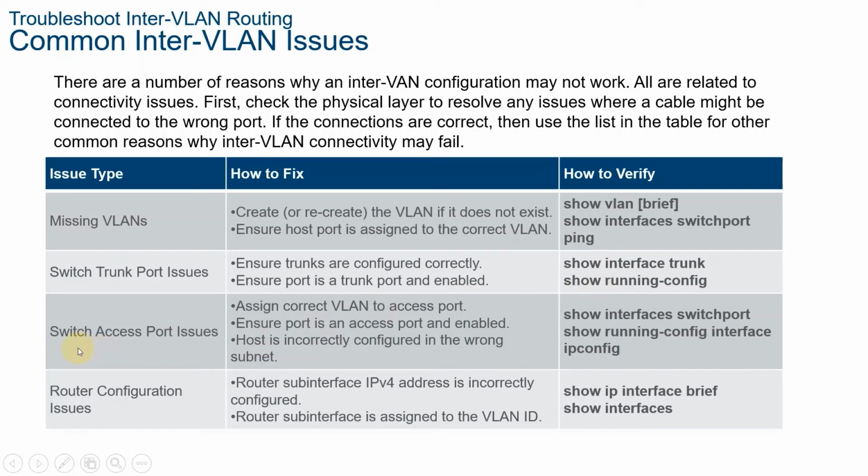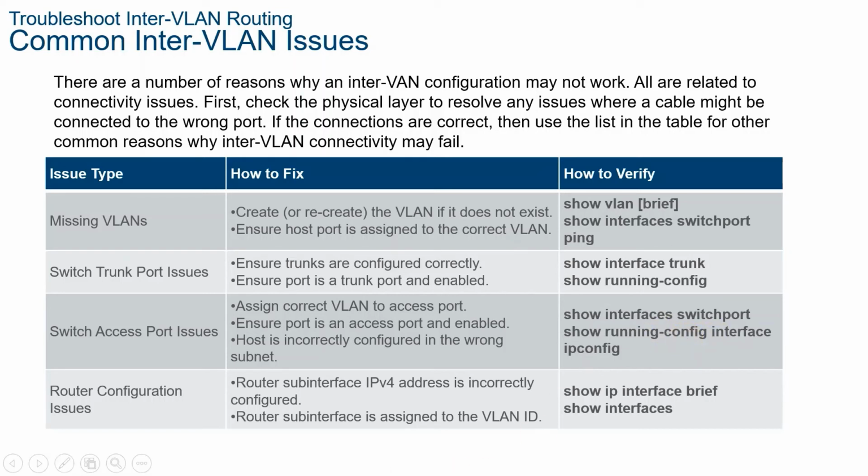Next would be switch access port issues. So how do we fix this? Assign the correct VLAN to the access port. Ensure the port is an access port and enabled. The host may be incorrectly configured in the wrong subnet. So we can use show commands here, something like show interface switchport, show run interface, or show running-config interface, and then ipconfig.